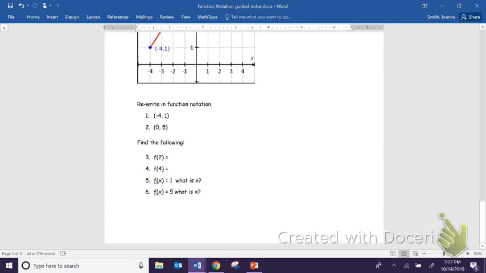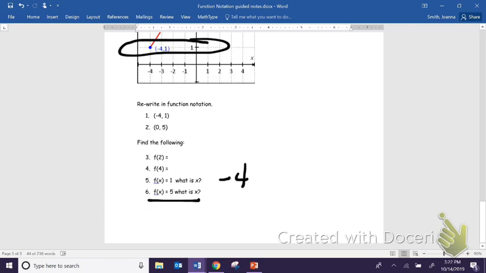If we are talking about 5 and 6, they're just wondering what is the x value. So you go to 1 on my y-axis, and you'd find my x value. My x value there will be negative 4. You would do the same thing for 5.